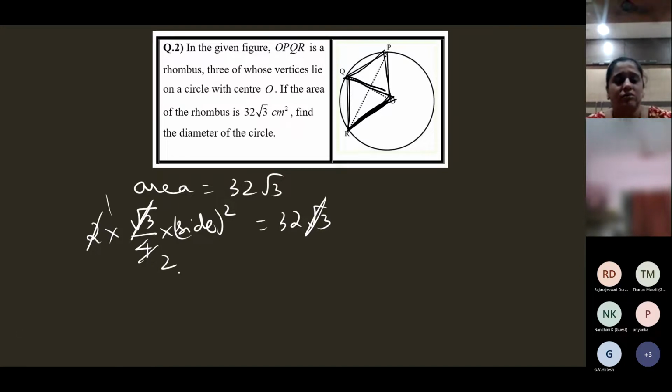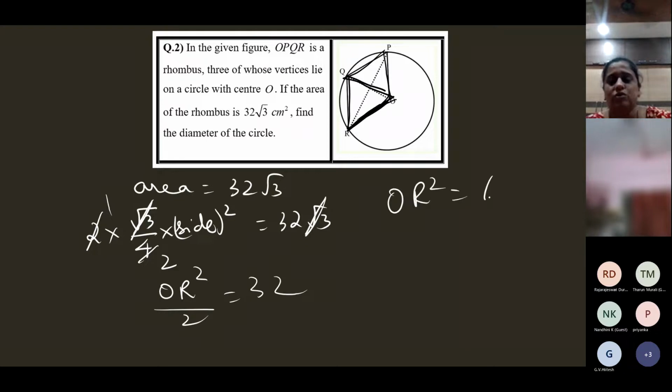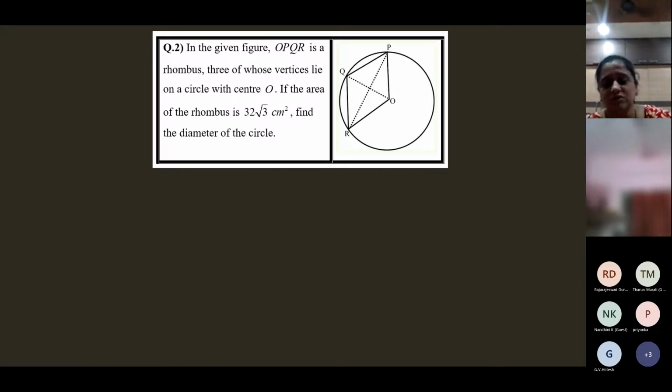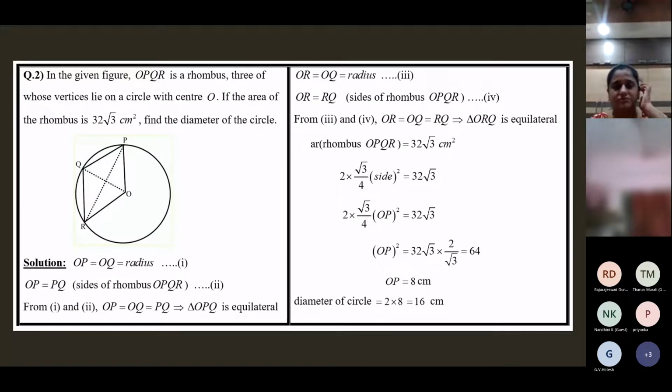Okay. So we have side square, that is, say OR square. OR square by 2 is equal to 32. So OR square is equal to 64, cross multiply. OR is equal to 8, square root of 64, which is 8. OR is the radius, which is 8. So that means the diameter is 16. Understand, children? That is what I've worked here also.